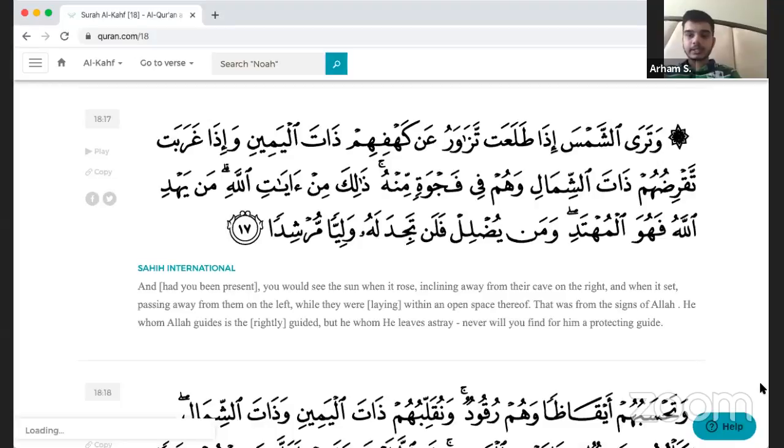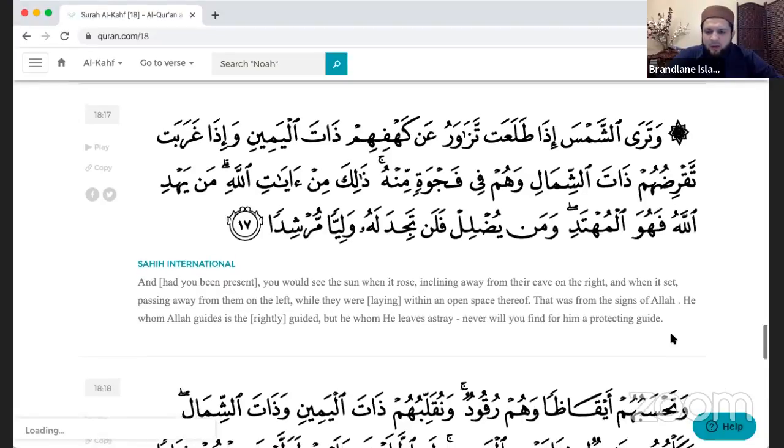That was from the signs of Allah. He whom Allah guides is the rightly guided. But he whom he leaves astray, never will you find him a protecting guide. Good. Very good point. And this concludes our section number 2, Inaya, right?